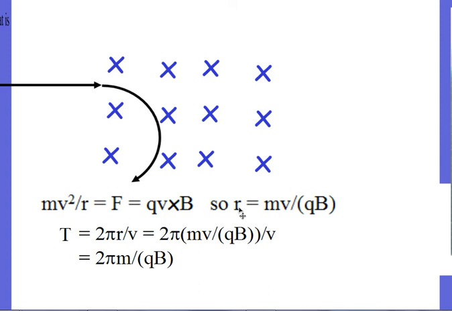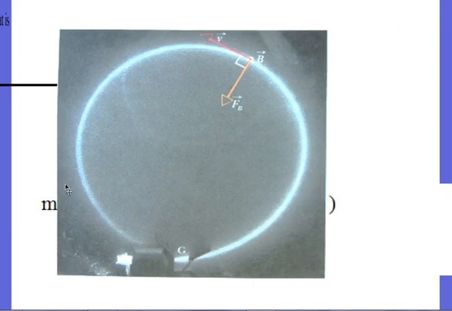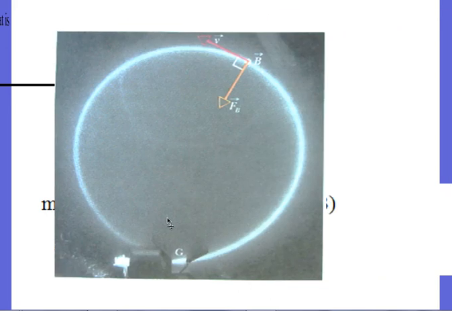But I will substitute this value for R. 2 pi times that value divided by V. And look, the V's divide out. This is a very nice result. The period, the time it takes to get around the circle once, does not depend in any way on how fast it is going. And so it will go around a circle.